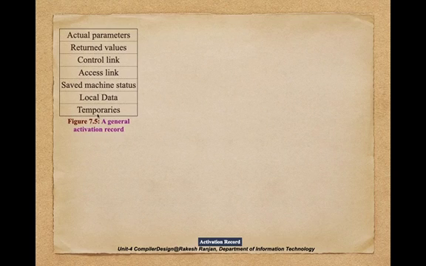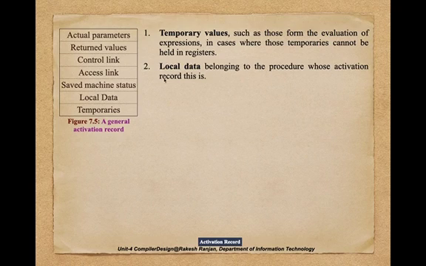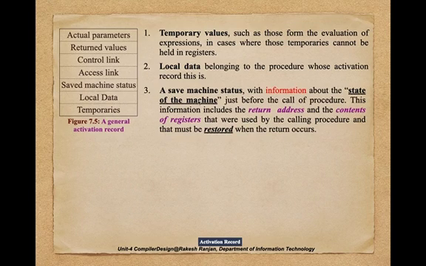Now we will talk about them one by one. The first is temporaries. These are temporary values, such as those that arise during the evaluation of expressions, and they can be held in registers. Second, we have local data. When a function is created, there can be local data, and that data can be stored here. Third is the saved machine status.